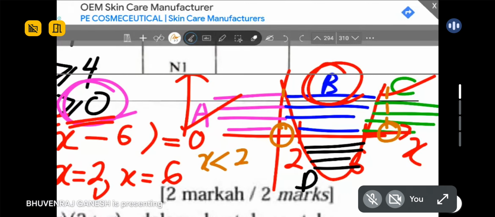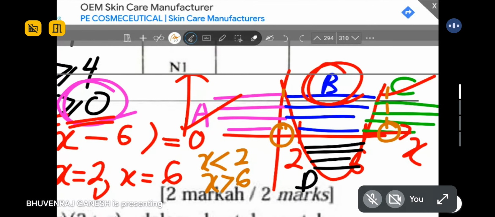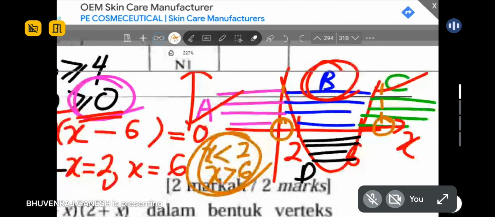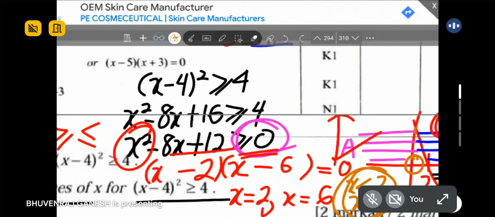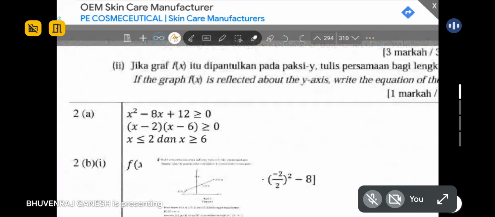So how you write your answer is like this. Okay, ini cara tulis jawapan. So x is less than 2, x is greater than 6. So this is your final answer. Okay, clear guys? How to get the answer? Jelas? So this is how you solve.